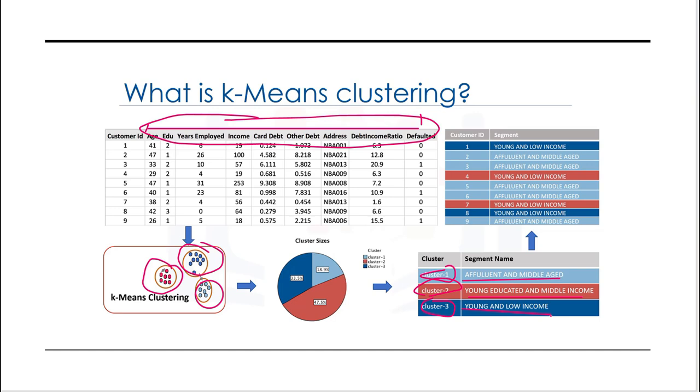So the computer determined that the relationship between all the features is that middle age is related to affluent. Highly educated young are related to middle income. Young are related to low income. That's what the computer found. Okay, and it did that on its own. We didn't need to tell it, hey, these are the features, and this is the dependent variable. It did it on its own. Okay.